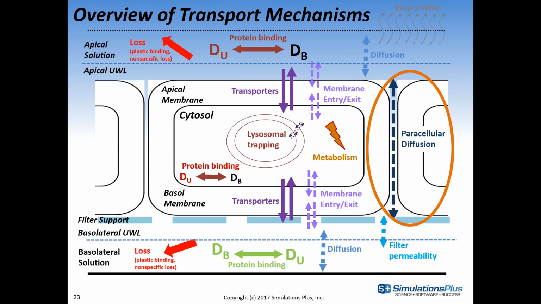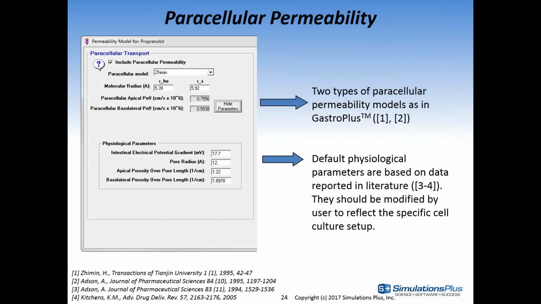We also have paracellular diffusion. This is going to be critical for compounds like mannitol and atenolol, that have very low lipophilicity and are small in size and can really work their way through the paracellular route. So we have two different models, the same models that are in GastroPlus, the Adson model and the G-Min model.